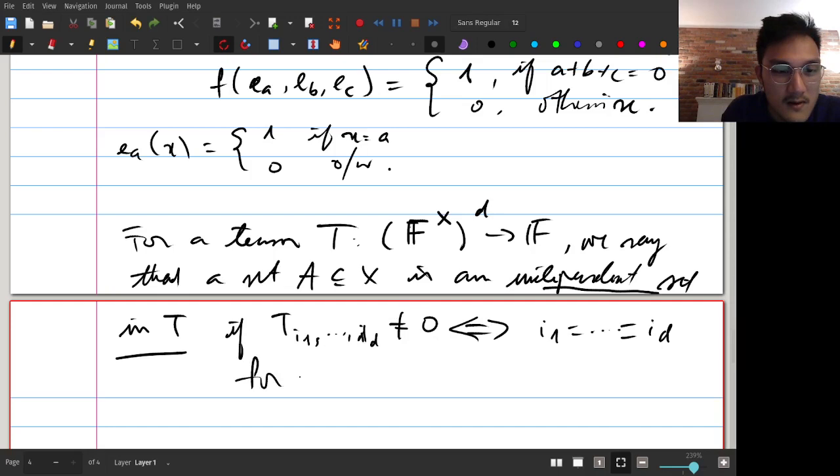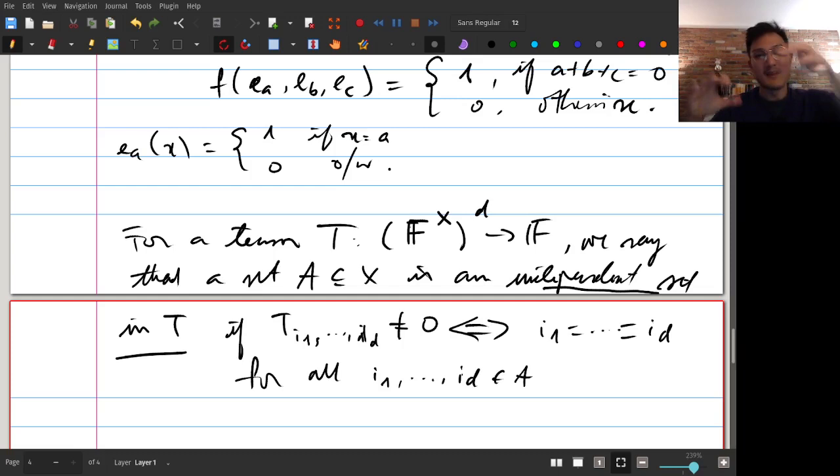Sorry, this is for all I1 the ID in A. Right, so if you just look at the A, I mean, you can have whatever you want elsewhere, but if you just look at the rows indexed by A, it's sort of a diagonal tensor. Okay? So now, what do you do?